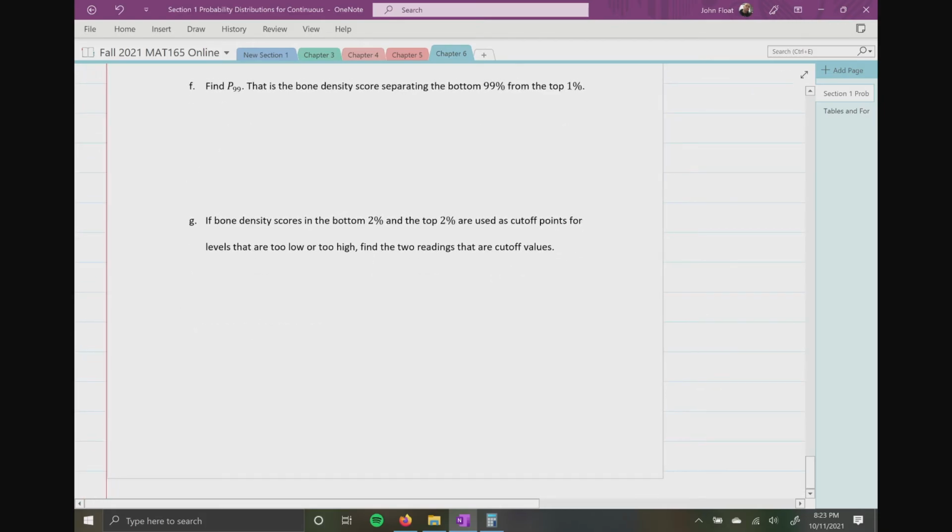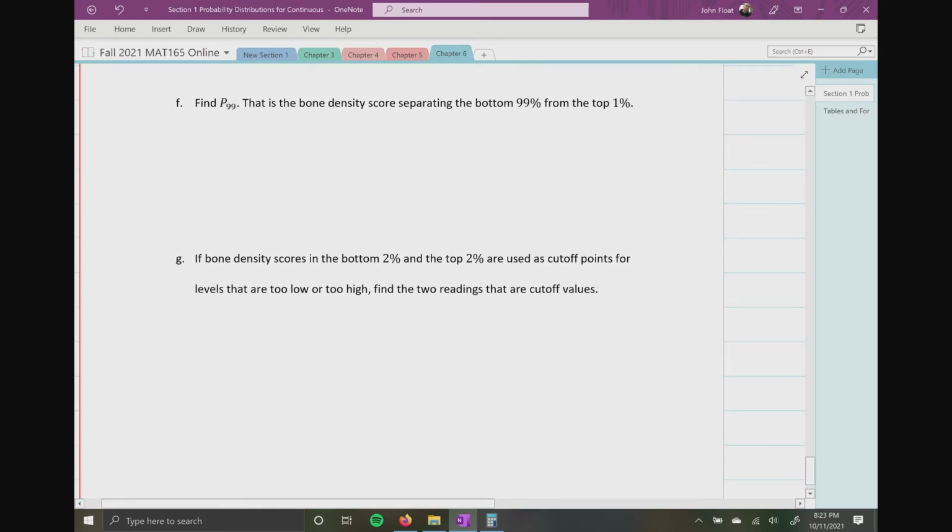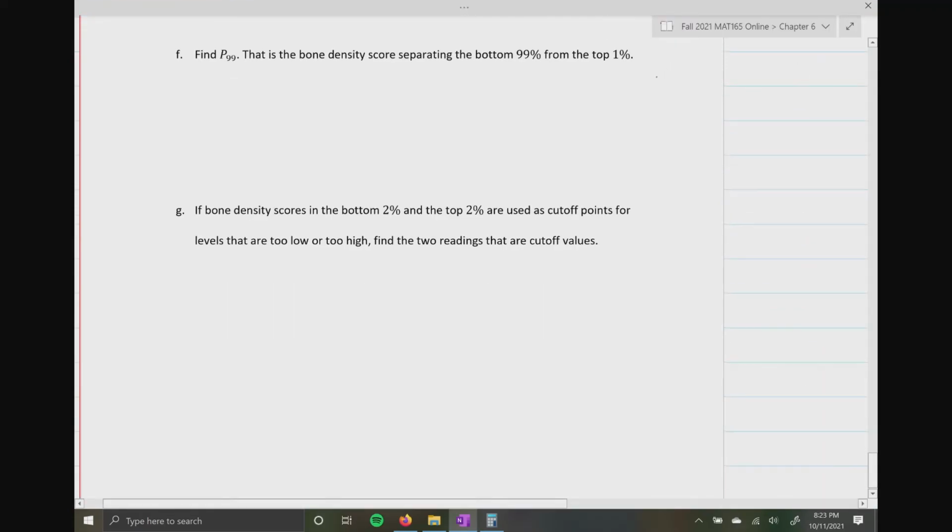I'm going to do F and G for us, because those two are the ones students tend to have the most trouble with. But like I said, think about what the area under the curve actually represents. I'm going to write it off to the right here. Area, remember, is percentiles or probability. They're all the same. It's just calling it a different name. So if we want to find P99, that is the 99th percentile. That's going to be the number that separates the bottom 99% from the top 1%.